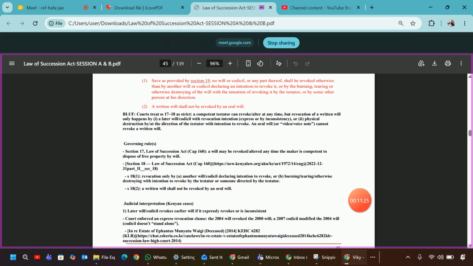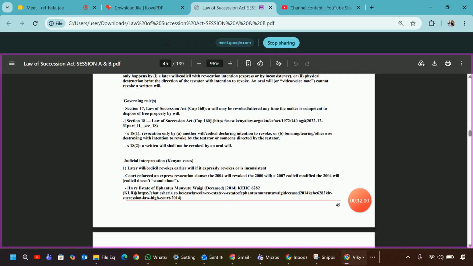Section 17 of the LSA Act, as read verbatim, is that a will may be revoked or altered any time the maker is competent to dispose of the free property by will. Then section 18 says that revocation only happens by another will or codicil declaring intention to revoke, or by burning, tearing, or otherwise destroying with intention to revoke by the testator or someone directed by the testator. Then section 18.2: a written will shall not be revoked by an oral will.